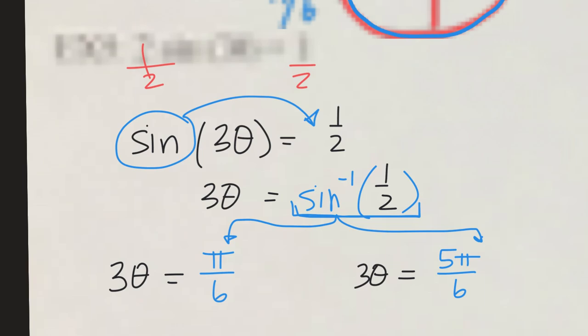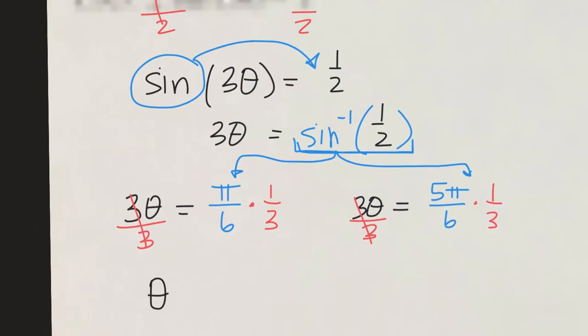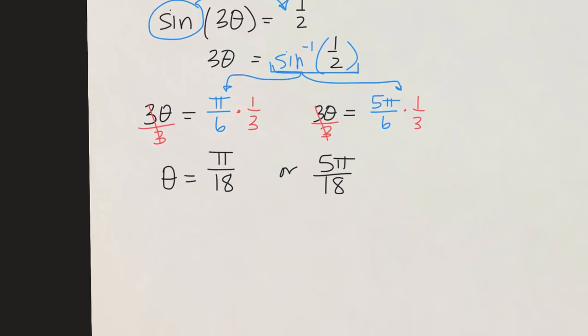So we want to divide both sides by 3. In other words, multiply by 1/3. Dividing by 3 is the same as multiplying by 1/3. So our angle turns out to be pi times 1 is pi, 6 times 3 is 18. So pi over 18 is one angle, and 5 pi over 18 is another angle. We know we're going to have more, so let's see where these angles are.